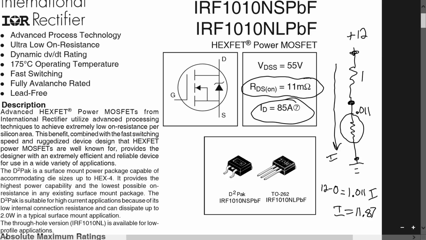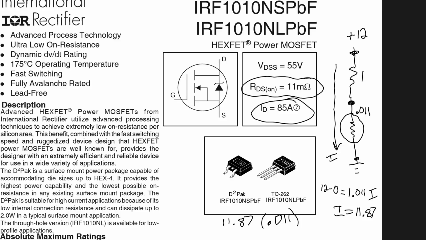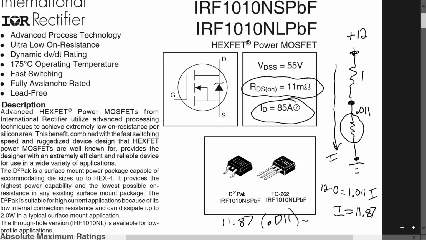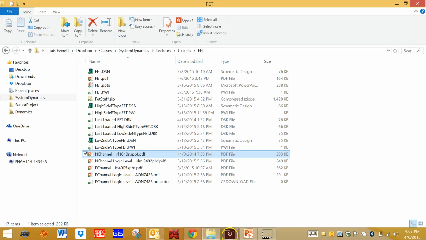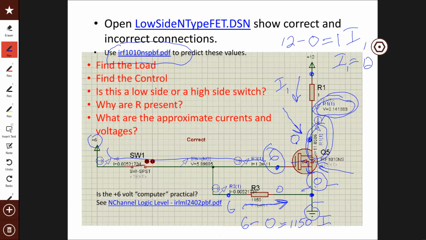Well, the voltage at that point ought to be equal to the current, 11.87, times the resistance of the FET. And remember, it's just an approximation. It's not really a resistance. So 11.87 times 0.011, you get 0.13. Okay, let's look back at our simulation, or our slide rather. So here we go. This voltage right here, see it right there? I was predicting 0.13. The simulation shows it to be 0.14. I'd say that's pretty good.